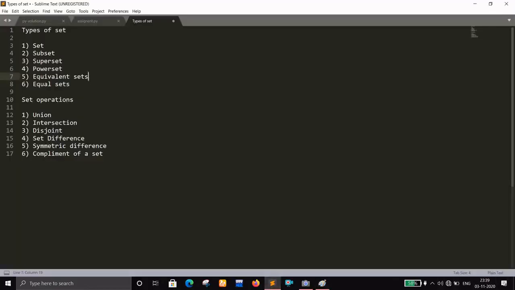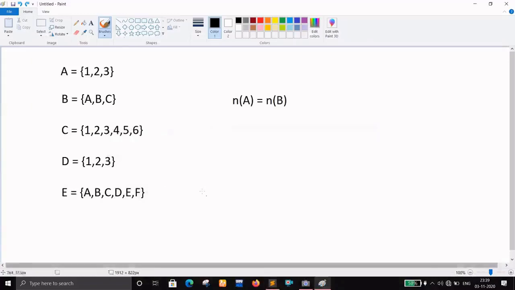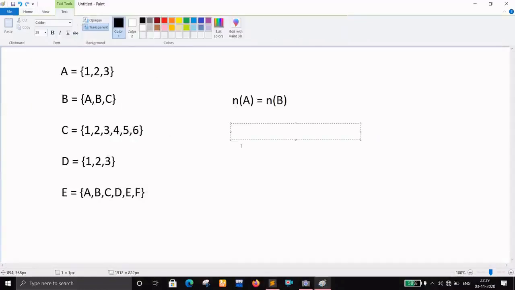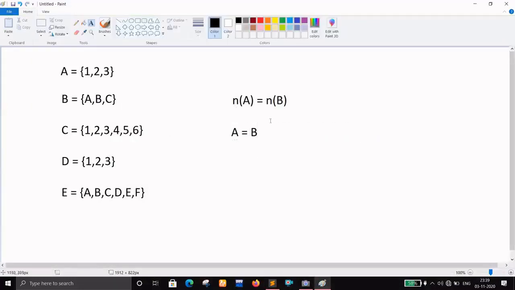Let's move on to the next and last type of set, which is equal sets. What is an equal set? Equal set simply means A equals B. That's it. That means this condition must be satisfied as well as all the elements must match. So there are two conditions. This is the first condition and this is the second condition. If the first matches, then it is equivalent. If the second also matches, then it is equal.